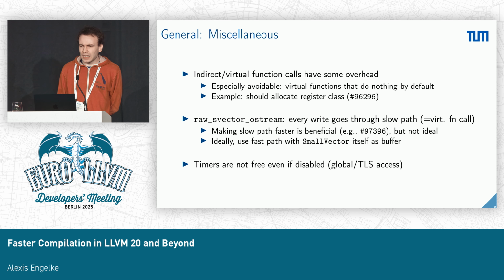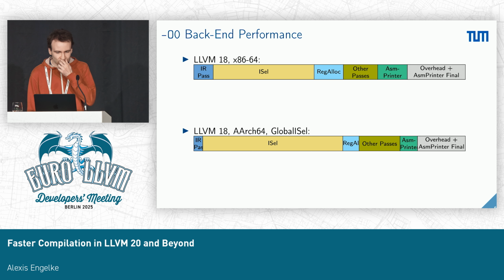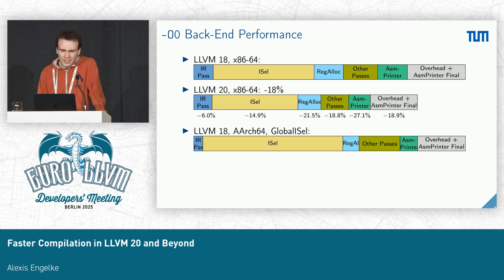Okay, so let's look at the LLVM backends. This is the LLVM 18 state for x86 and AArch64, roughly grouped by the phases. We'll look at the individual phases in more detail afterwards. And for LLVM 20, we saw on x86 that almost all parts improved, leading up to a total improvement of 18% on CTMark. The biggest improvements were on the AsmPrinter and the register allocator for x86.